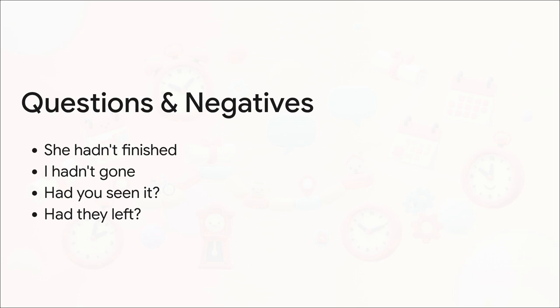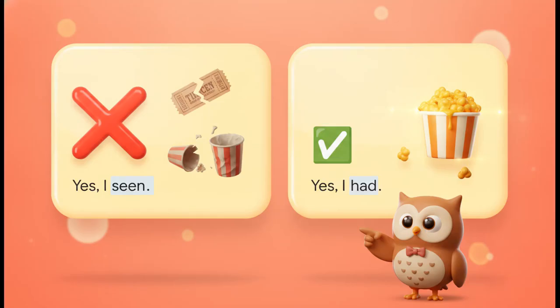See? Very simple. But here is another very common mistake, especially when you answer questions. If someone asks, had you seen that movie? You might hear someone say, yes, I seen. This is wrong. In English, short answers must use the helper verb, not the main action verb. So the correct short answer is simply, yes, I had. Or to say no, no, I hadn't.